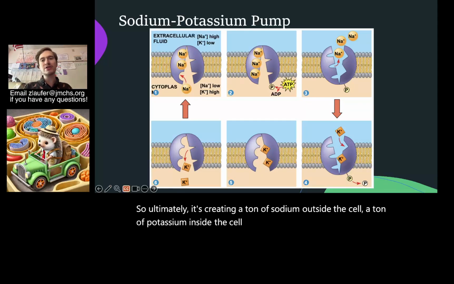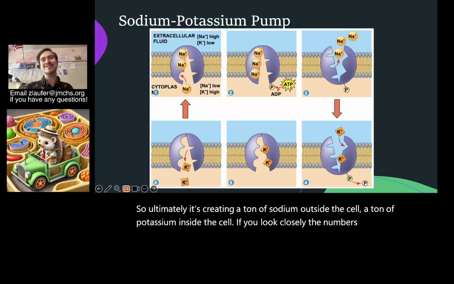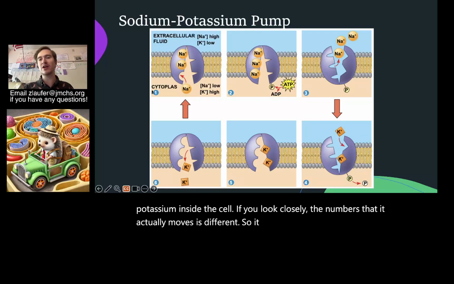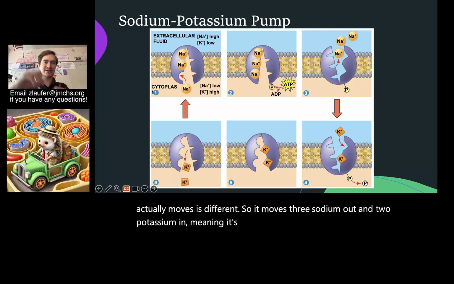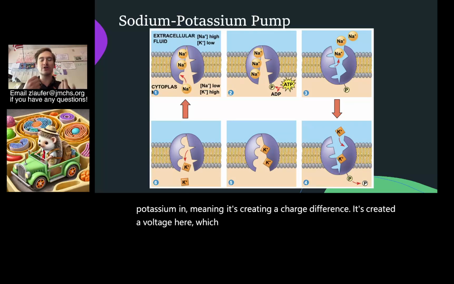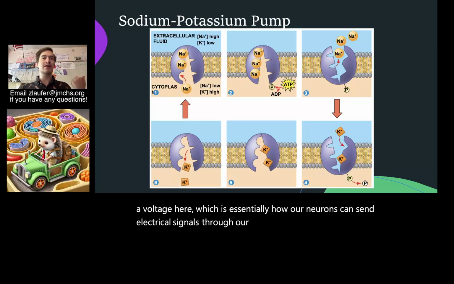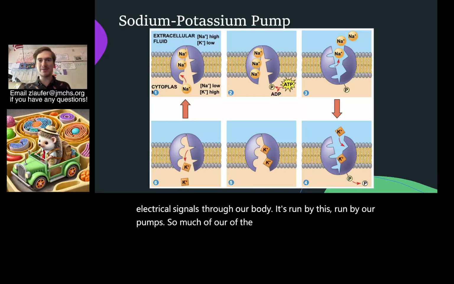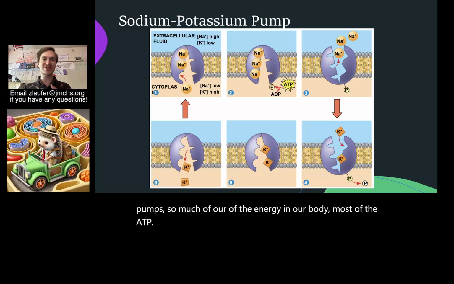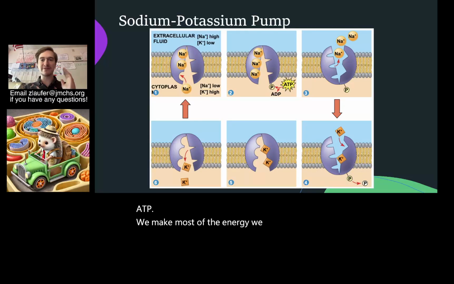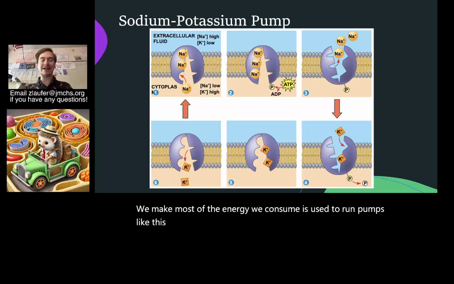If you look closely, the numbers that it actually moves are different. It moves 3 sodium out and 2 potassium in, meaning it's creating a charge difference. It creates a voltage, which is essentially how our neurons can send electrical signals through our body. It's run by our pumps. So much of the energy in our body, most of the ATP we make, most of the energy we consume, is used to run pumps like this one, because that is most of the work that we have to do.